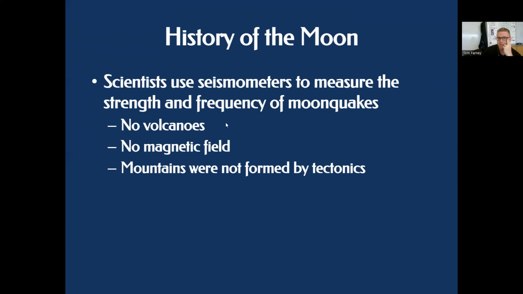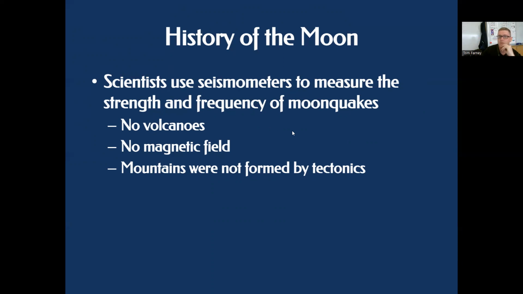There are no volcanoes on the moon. There are no magnetic fields. The mountains weren't formed by tectonics on the moon. So it was mostly impact craters and then lava welling up from inside of the moon. So the moon doesn't have volcanoes, tectonics, or a magnetic field. While there are some characteristics that make the moon similar to the Earth, there are slight differences between the two.